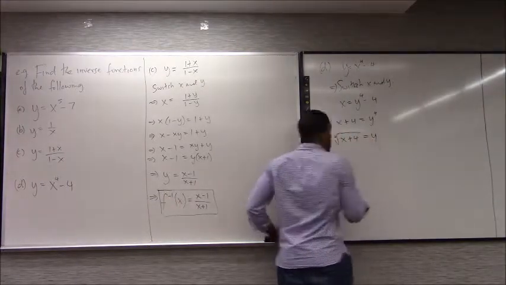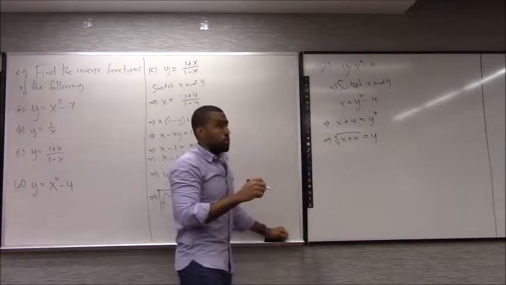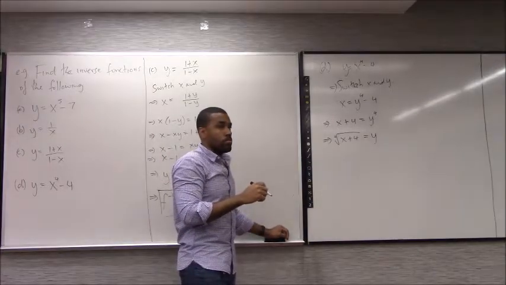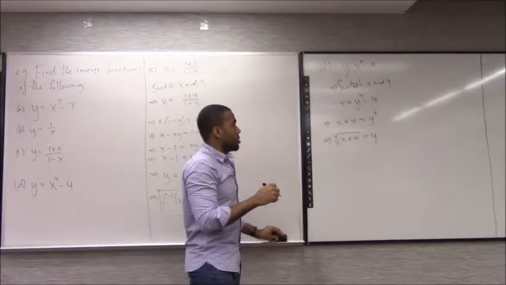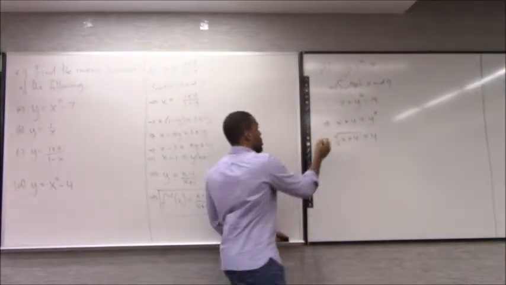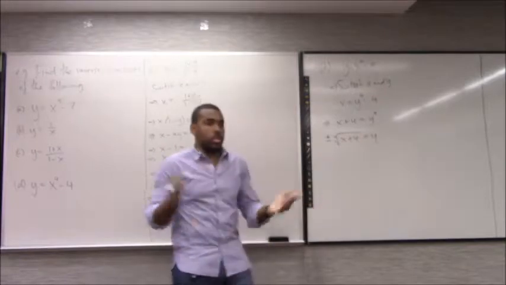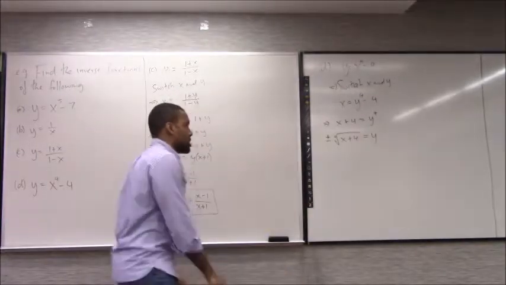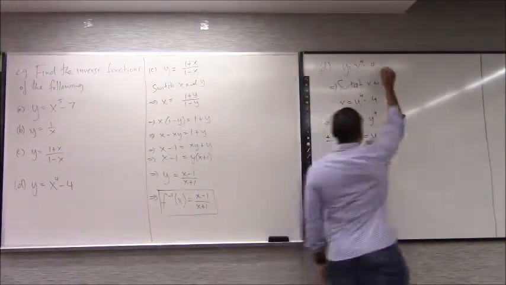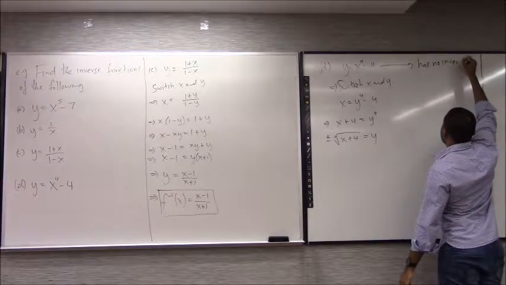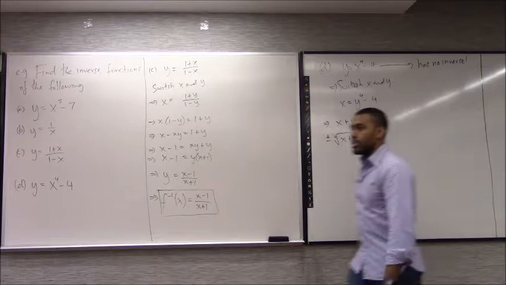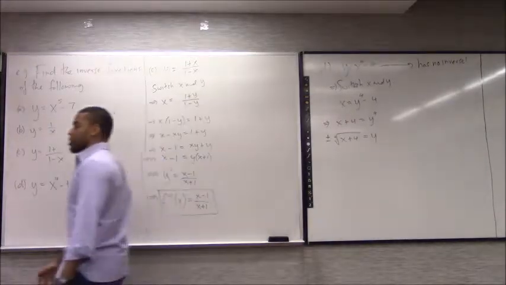No. What's the problem? Well, that would technically be the inverse of it, but it's not 1 to 1. It's plus or minus. Right, because this would give you a plus or a minus, which means it's a toss-up. Could you actually fix that? So technically, this has no inverse. It was a trick question. As written, it has no inverse.